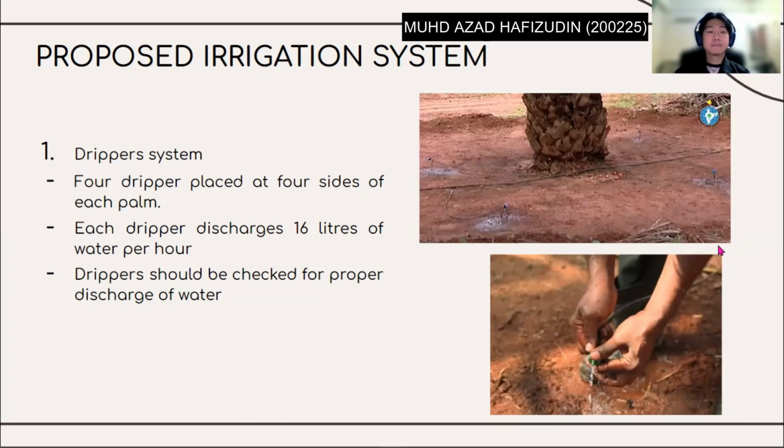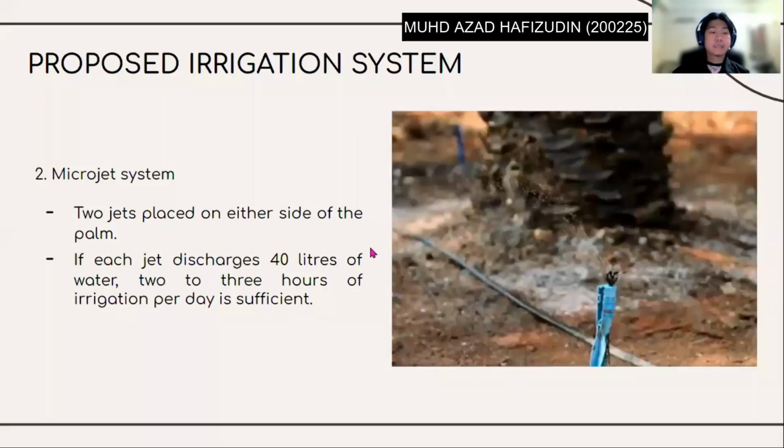So, moving to the next proposed irrigation system, which is the microjet system. Two jets are placed on either side of the palm. As we can see in the picture, there is a blue microjet, one in front of the palm and another one behind the palm, the blue one. If each jet discharges 40 liters of water, 2 to 3 hours of irrigation per day is sufficient.